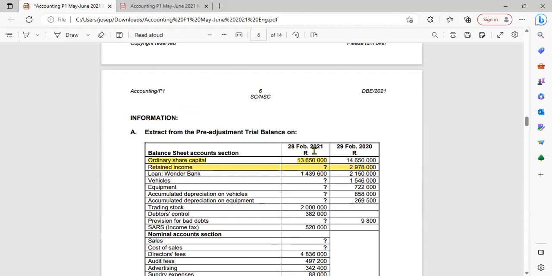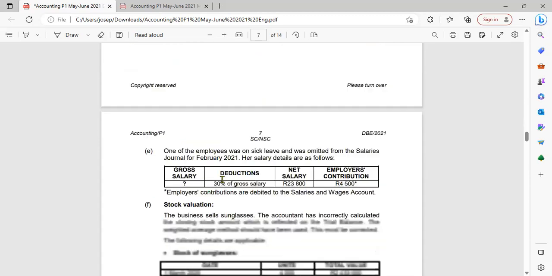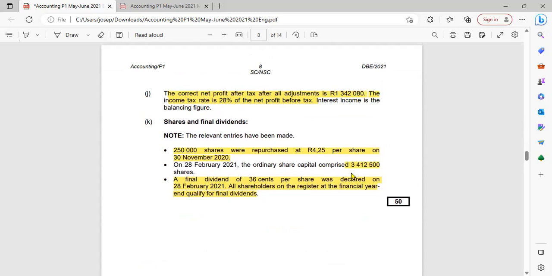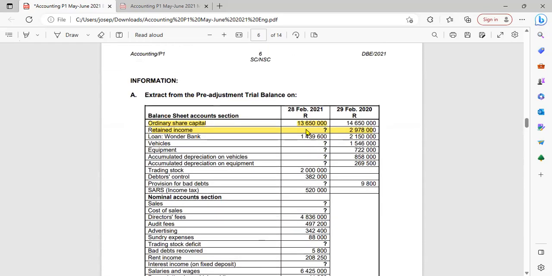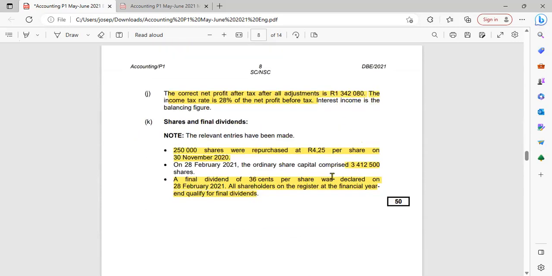On the 28th of February 2021, we have 13,650,000. It is the cost of shares that we have at the end of the year. And there at information K, it is given that we have 3,412,500 shares at the end of February, meaning we are just going to say 13,650,000 divided by 3,412,500. So let me share my calculator and calculate with you guys.